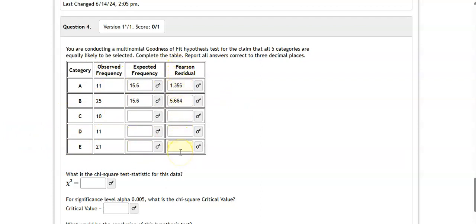All right, now after we have done that for every single row, all we have to do is add up our Pearson residuals, and we'll have the chi-squared test statistic. So really, these Pearson residuals are just the primary first steps you take while finding your chi-squared statistic. Hopefully, that will get you through that problem.